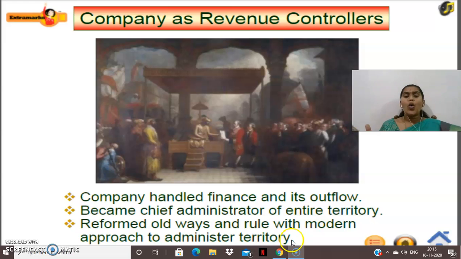And whatever old ways of administration they were following, they changed. They reformed the old ways and ruled with a modern approach to administer the territory. They started with new technology, new methodology, a new approach towards administration. Okay, hope you understood, children? So you have to remember about the Diwan system.